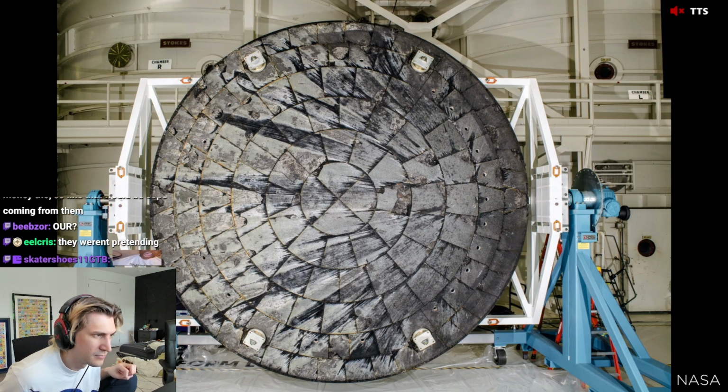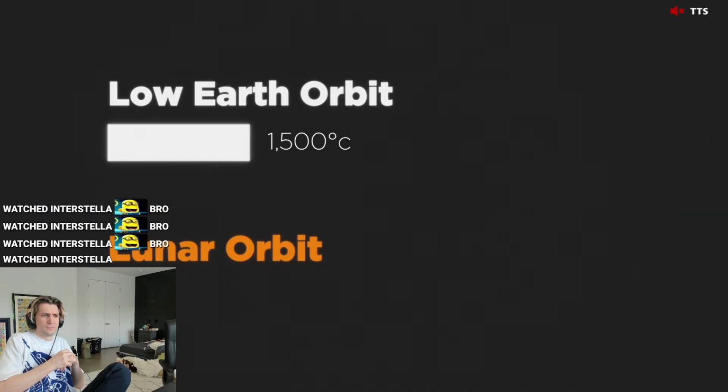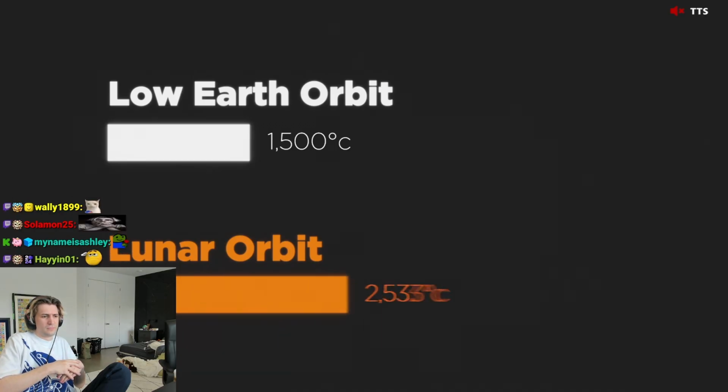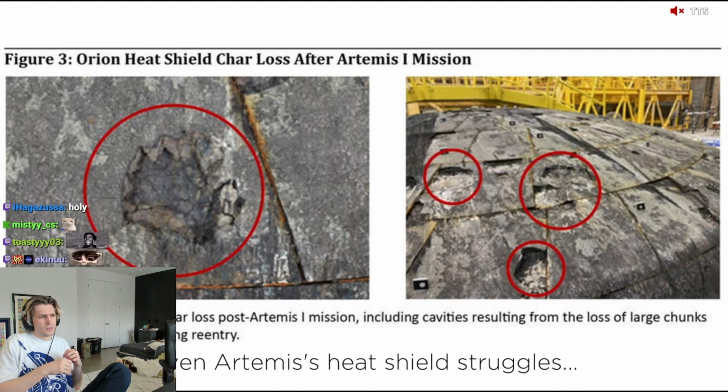From low Earth orbit, it needs to withstand about 1,500 C versus a lunar heat shield that needs to withstand 2,800. This is why currently the Orion capsule is the only operational spacecraft that can return from the moon. SpaceX's Starship isn't currently designed to re-enter at those speeds.